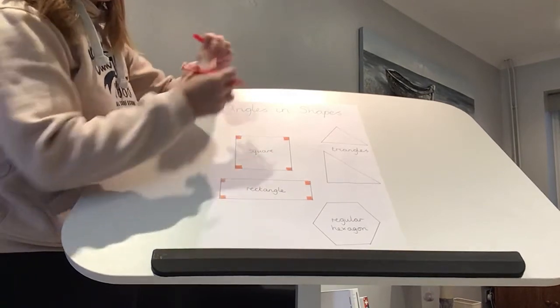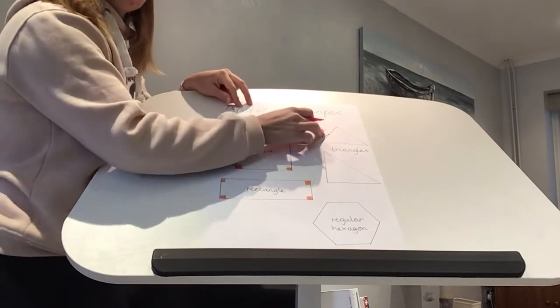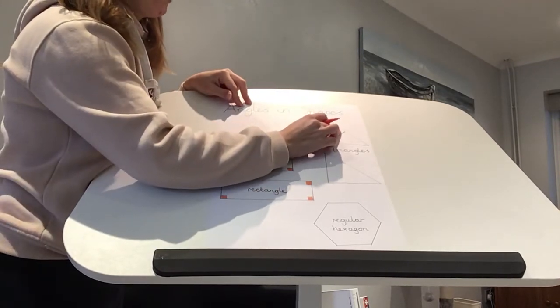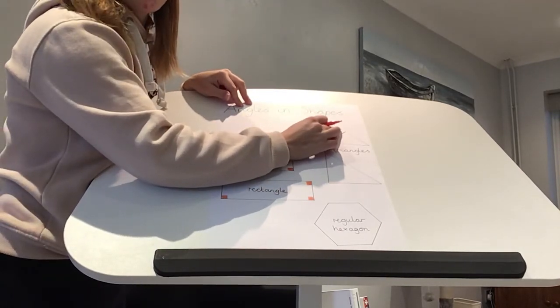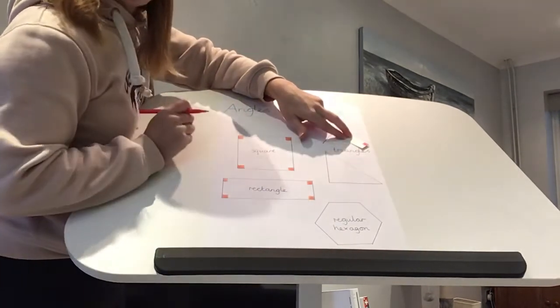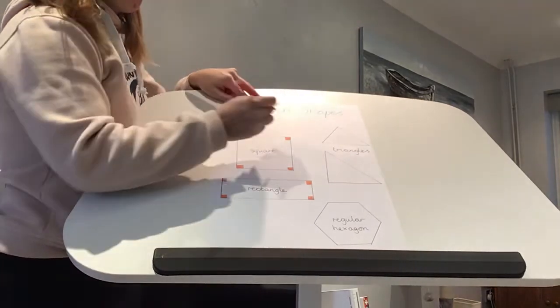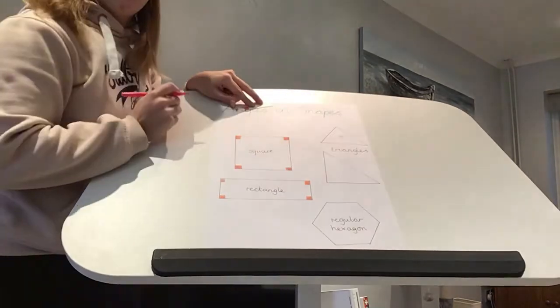Now if I look at this triangle here, a triangle is any shape that has 3 sides. And triangles can look very different. This one's a bit smaller than a right angle, so that wouldn't fit. Again, they're smaller than a right angle. And this one is also small. So this triangle hasn't got any right angles.